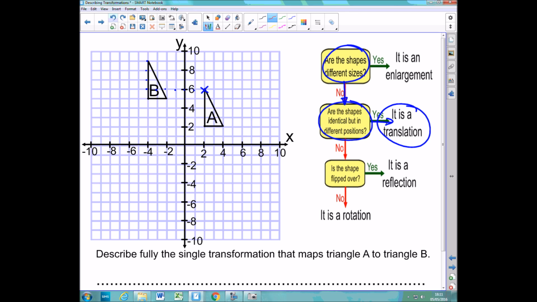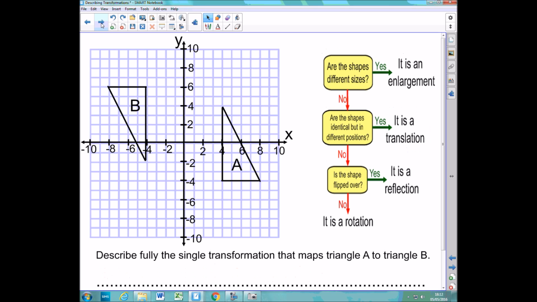So to describe this transformation, firstly I need to say it is a translation of vector. Now remember, vectors have square brackets. So it was 6 to the left, and remember, left means I need to make it -6. And then 3 up. So it's a translation of vector (-6, 3). Translation questions are usually only worth 2 marks: 1 for stating it's a translation and 1 for getting the correct vector.